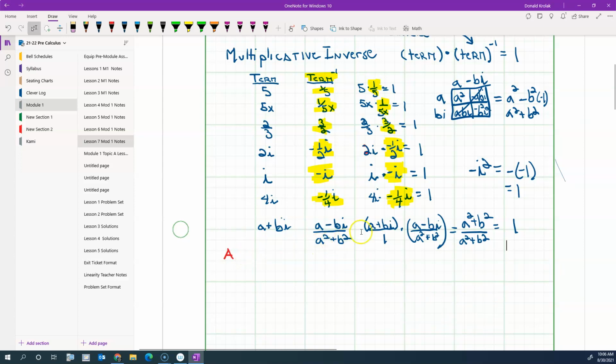All right? So this is your conjugate. Just pick it up and get rid of it. Here we go. That's your multiplicative inverse.